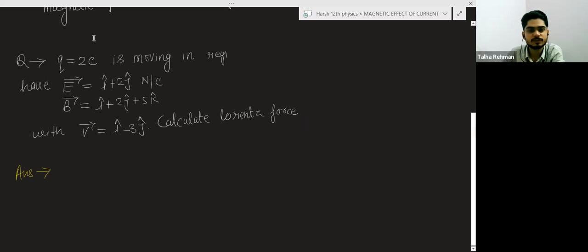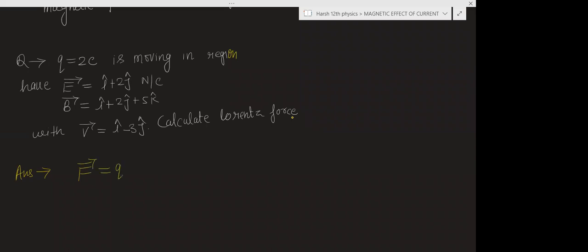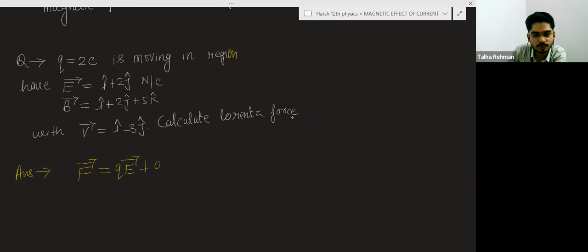In this question, a charge Q equal to 2 coulomb is moving in a region with an electric field, given in vector form, and a magnetic field, also given in vector form, with velocity also given in vector form. They are saying calculate the Lorentz force, and what is the formula of the Lorentz force? F is equal to QE plus Q into V cross B. So first we will calculate this V cross B.